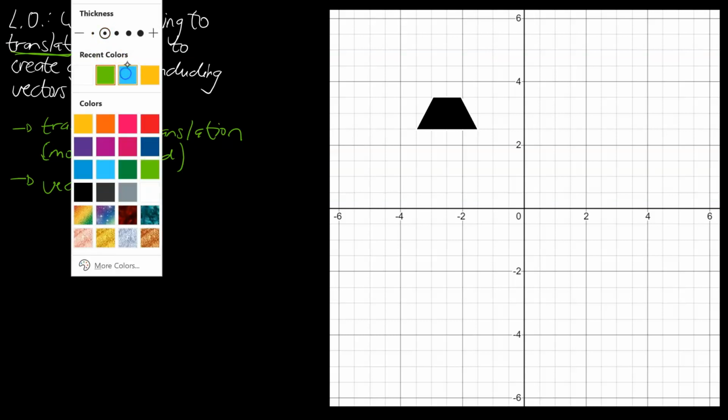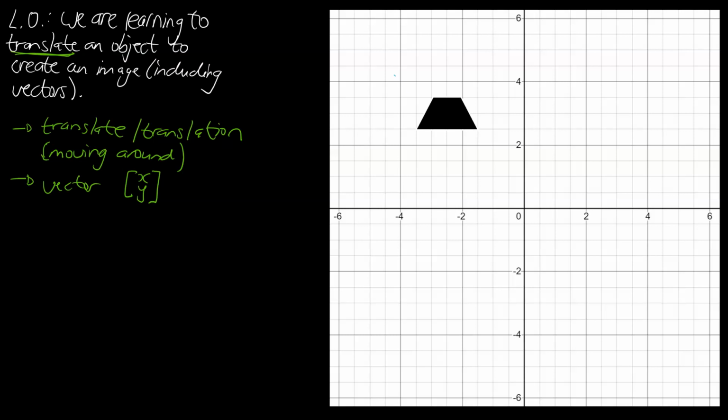We'll switch pen colors, we'll get into blue. So we've got this trapezium here. And let's say we've been asked to translate this shape by going down 4 and to the right by 6 units. So that's what translation is. It really is just moving.